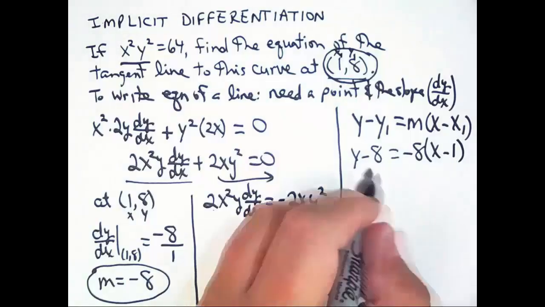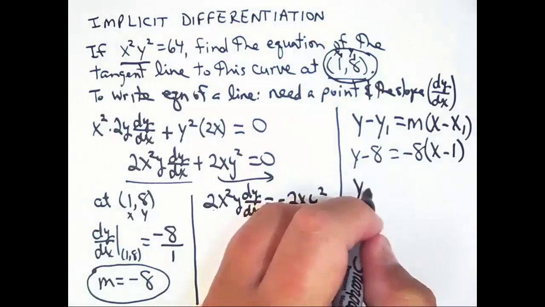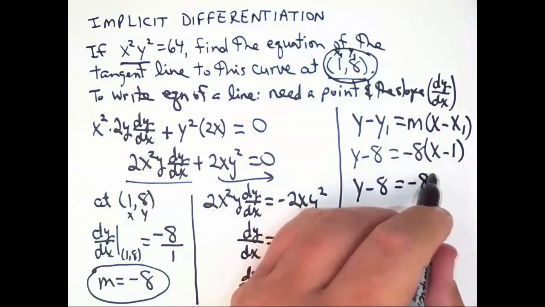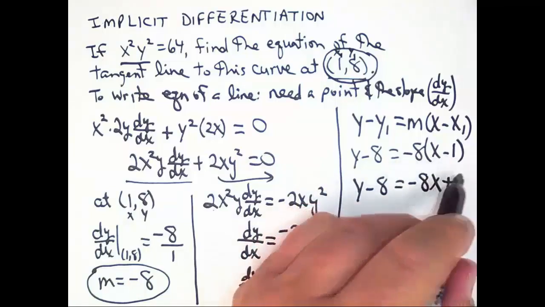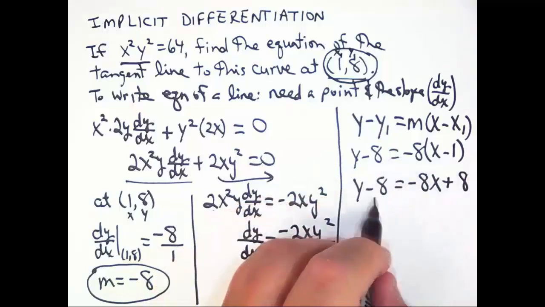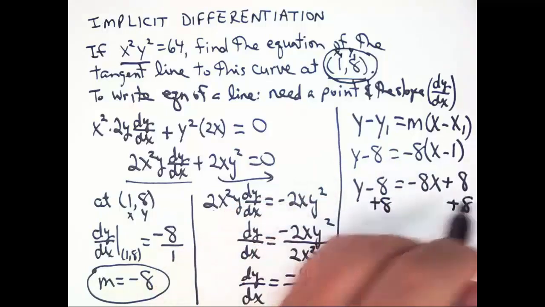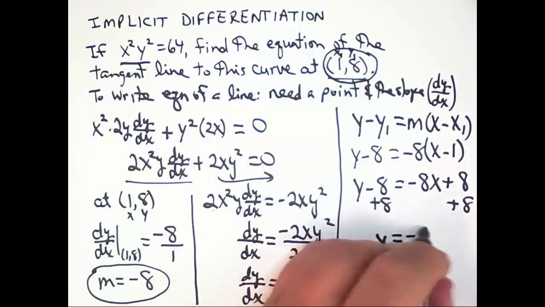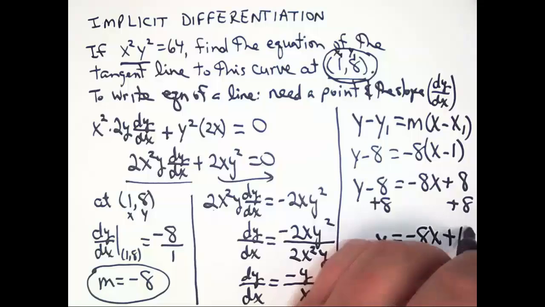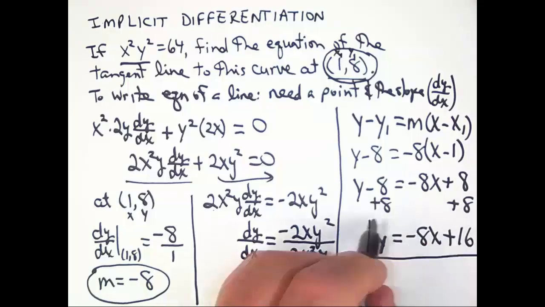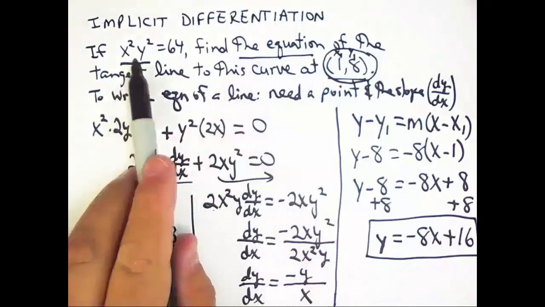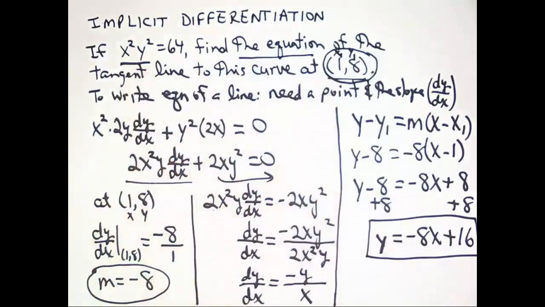And we want to simplify that. So you end up with y minus 8 is equal to, if we multiply the parentheses, we get minus 8x, minus a minus is plus 8. And then if we add an 8 to both sides, we end up with y equals minus 8x plus 16. So that is the equation of the line that they're asking us for. It's tangent to this curve at that point.